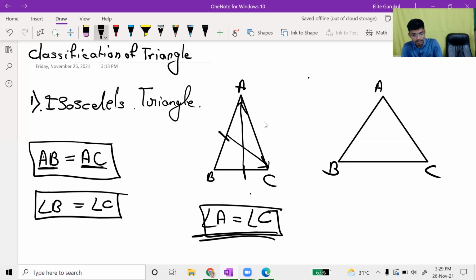A, B, C. Now tell me, if this angle is equal to this angle, then which sides will be equal?